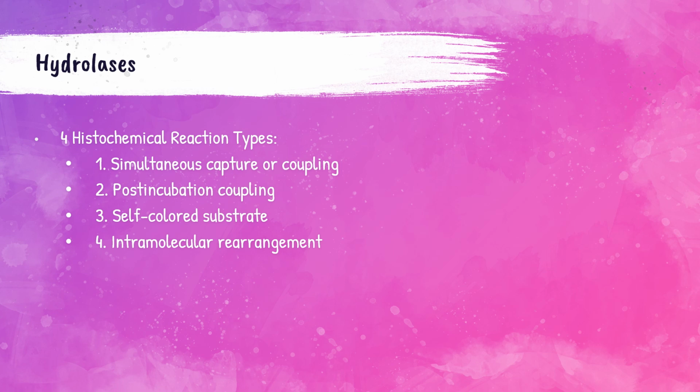The third reaction type is self-colored substrate. In this technique, the reaction product must be both insoluble and colored. It uses a soluble colored substrate, and no coupler or capture agent is necessary. The last reaction type is intermolecular rearrangement. In this reaction, the substrate is soluble, and hydrolysis causes a rearrangement of the molecules, which results in an insoluble color reaction product.